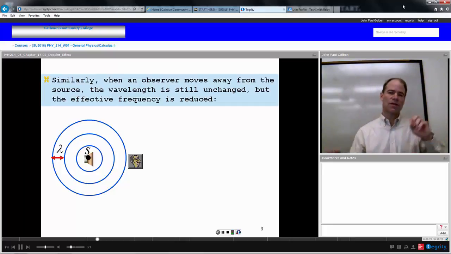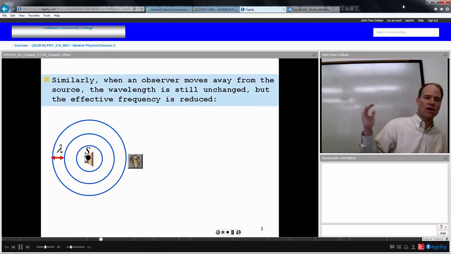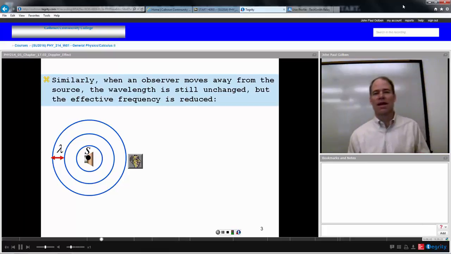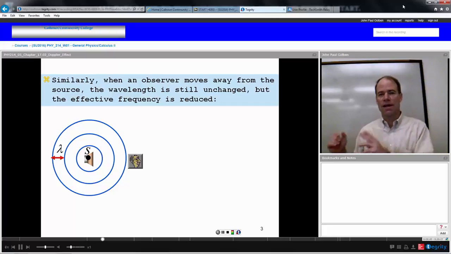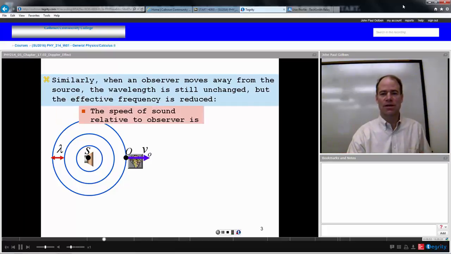So if I start moving away from the source, I'm going to pick up these wavefronts in a little bit extra time. In other words, I'm going to have less frequency per time than if I'd just been standing still, because the wavefronts have to take that much longer to get to me. Hence, my observed frequency will be lower than the actual frequency put out by the source, and I will observe something different than the source.